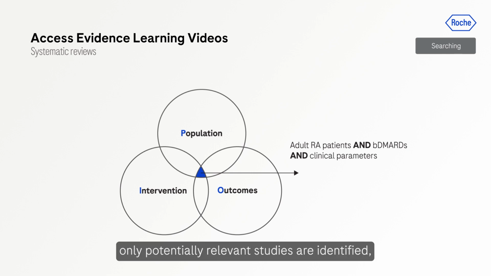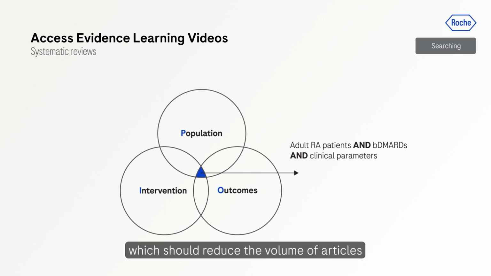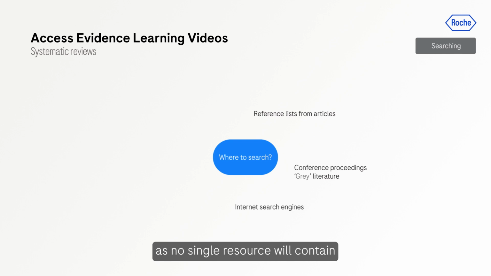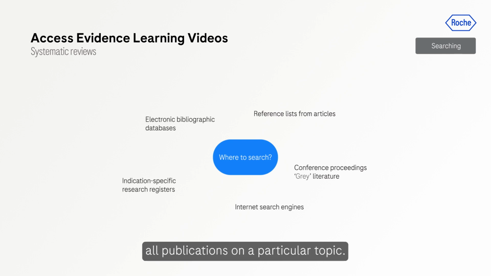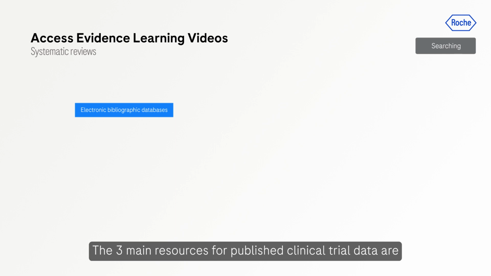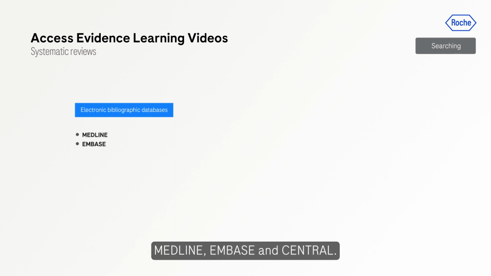This ensures that only potentially relevant studies are identified and should reduce the volume of articles to a more manageable number. It is important to search multiple sources as no single resource will contain all publications on a particular topic. The electronic databases chosen will depend on the research question. The three main resources for published clinical trial data are Medline, Embase, and Central.